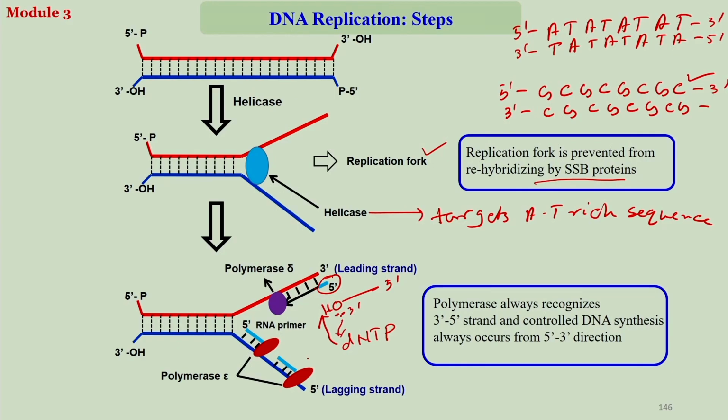and that is why it will go in this direction as shown. On the other hand, if you look at the lagging strand, as I was saying, it cannot go this direction, it can only happen in the forward process, and that is why you need to have the discrete number of RNA primers. Polymerase always recognizes the 3 prime to 5 prime strand, and controlled DNA synthesis always occurs from 5 prime to 3 prime direction. That is where the new strand would be synthesized, in the direction of 5 prime to 3 prime.